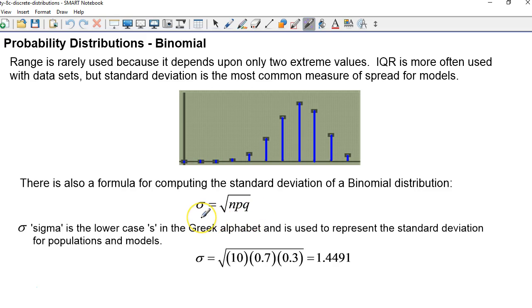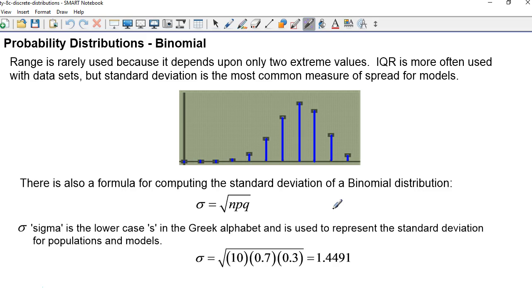The letter we're going to use is a Greek letter again, and it's this letter, which is called sigma. That's the lowercase s, s for standard deviation in the Greek alphabet, and it's used to represent the standard deviation for populations and models. Usually we use an actual lowercase regular s if we're talking about a data set.